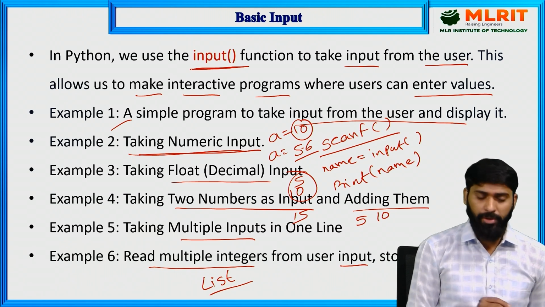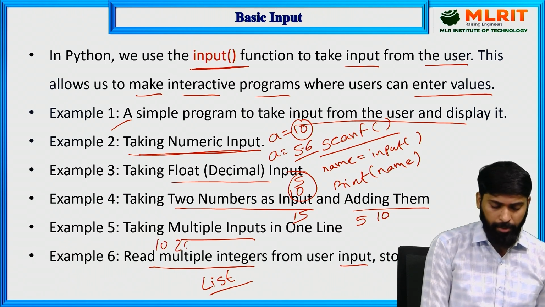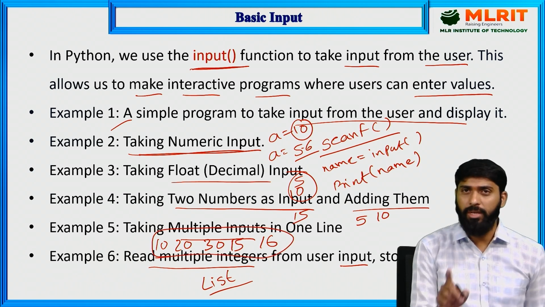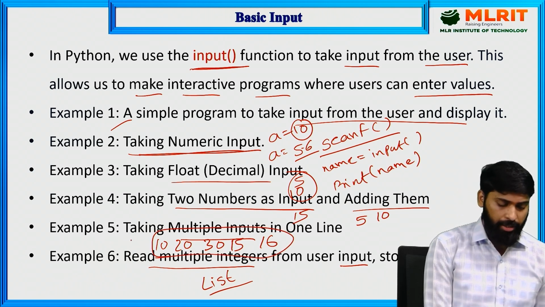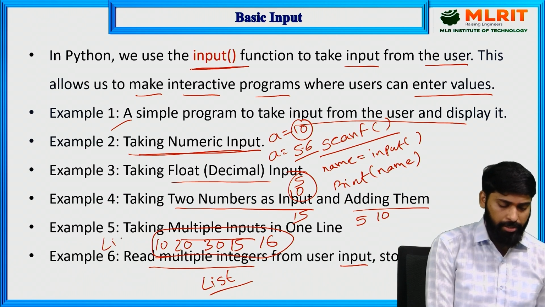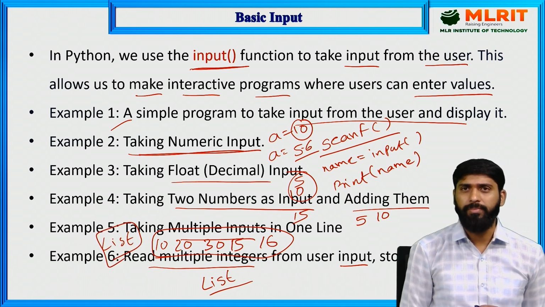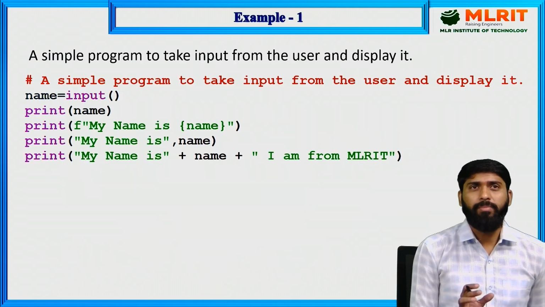In example 6, we will see how to read multiple values like 15, 16, 10, 20, 30, 15, 16 in a single line and assign these values to a list in Python. So list is a data structure. It is similar to array in C program. Okay. So this is the program to take input from the user and display it.